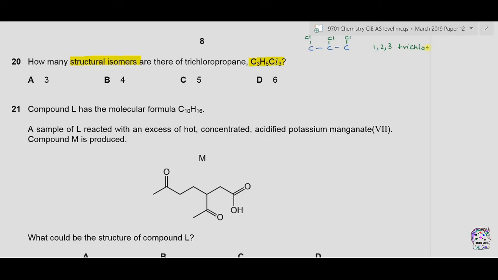trichloropropane, or it could be like this. The name would be 1,1,2 trichloropropane. We could also have this structure where all the 3 chlorine atoms are joined with the first carbon atom. So the name would be 1,1,1 trichloropropane.